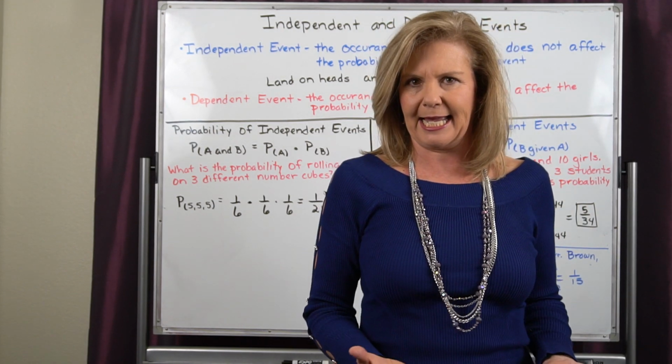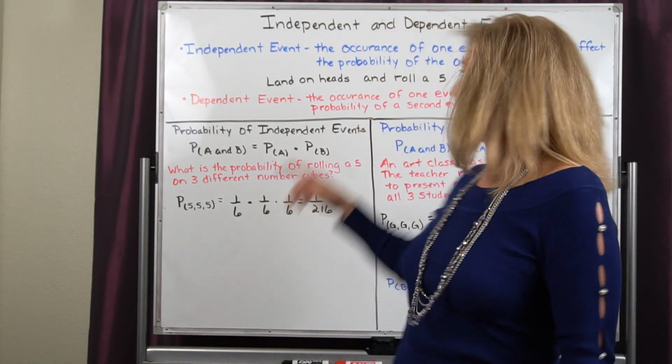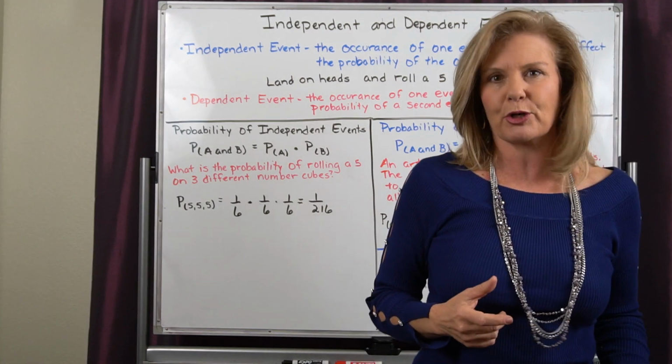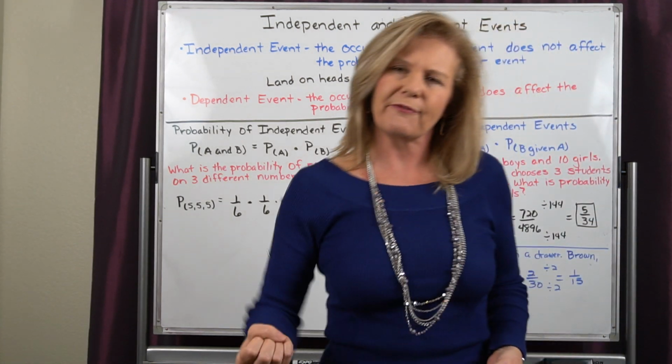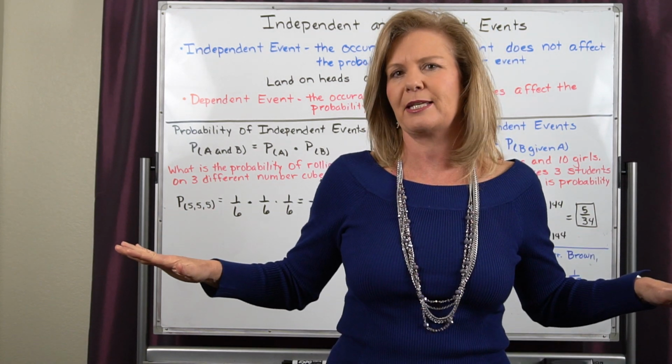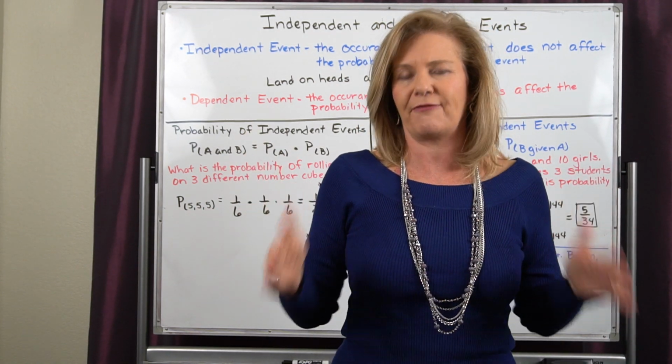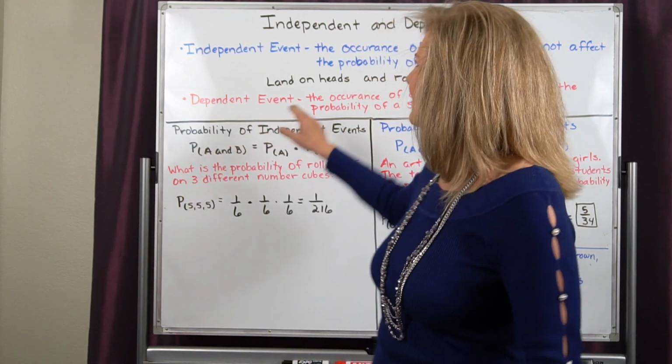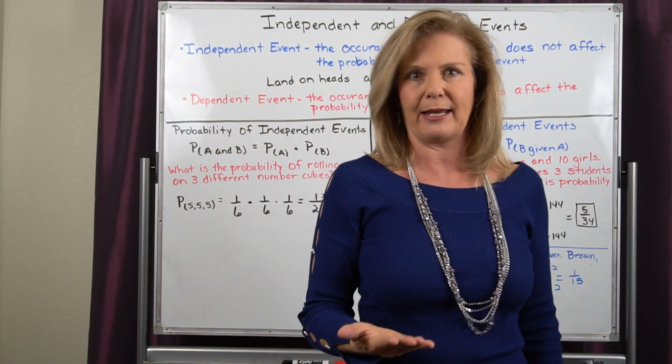coin and I get a heads. But then my event B is I then have a number cube and I roll a 5. Well, the flipping of the coin and rolling of the die have nothing to do with each other. They cannot affect the outcomes. That would be an example of those independent events.